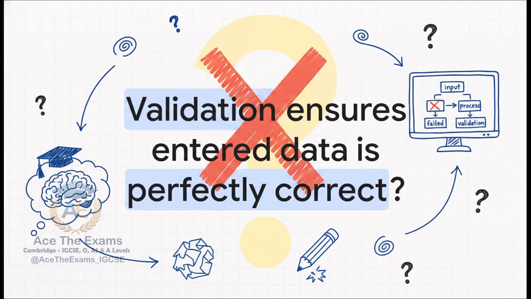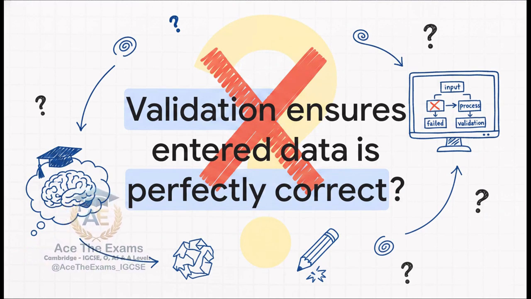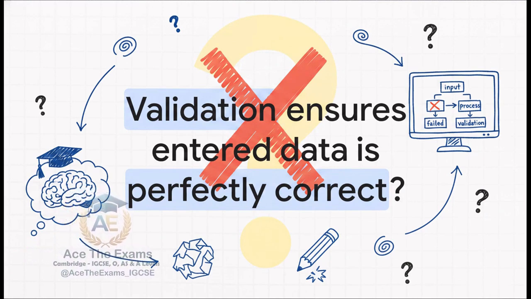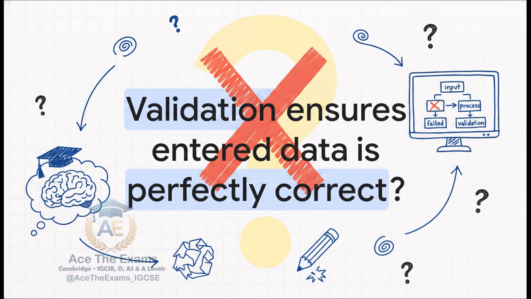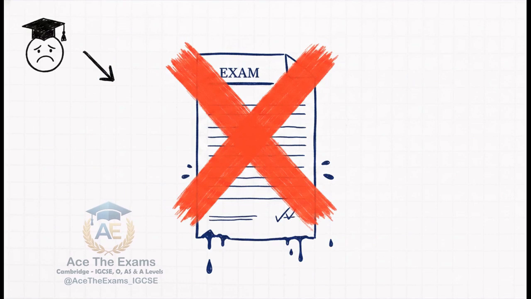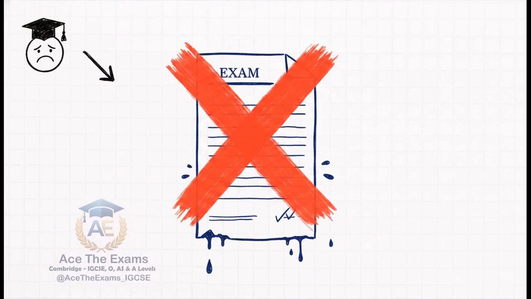Listen to this statement. Validation ensures the data entered into a system is perfectly correct, true or false. This is a flawed definition that pops up on exam papers all the time. Have you ever written something kind of like this? Well, if you said true, I'm afraid the answer is completely false.